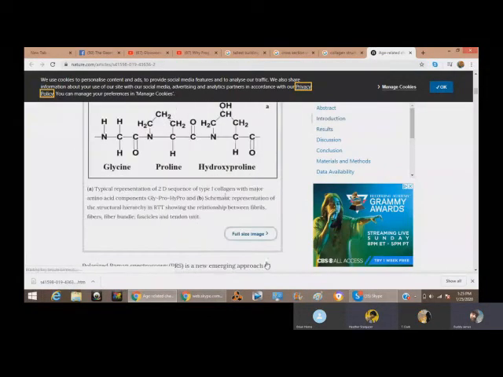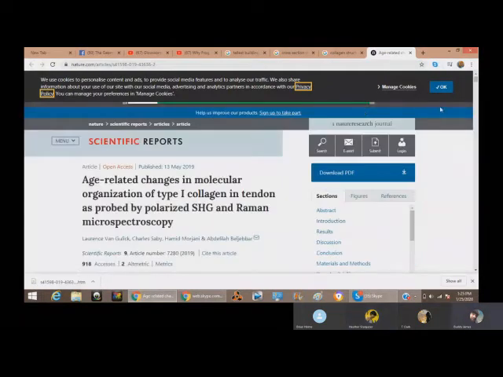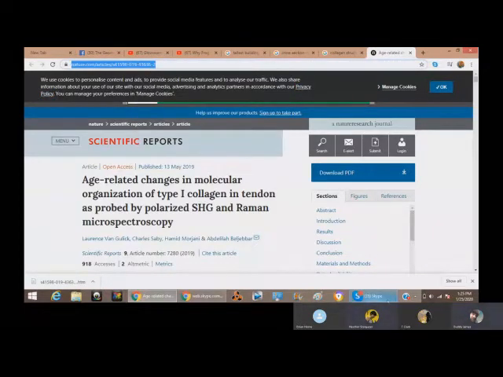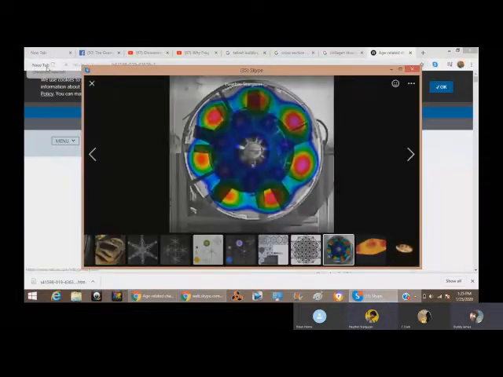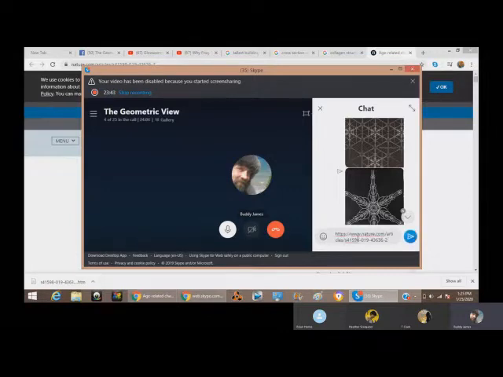Download that paper and share it in the comments, dude. Okay. Age-related changes in molecular organization of type 1 collagen in tendons and probe polarization. Oh, this is what I do. Boom. Yes, there you go. Copy and share it to the group. Thank you. And I'll also share this in the comments below in the YouTube video here. All right.